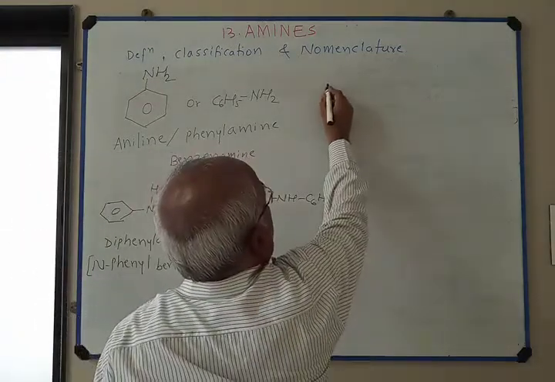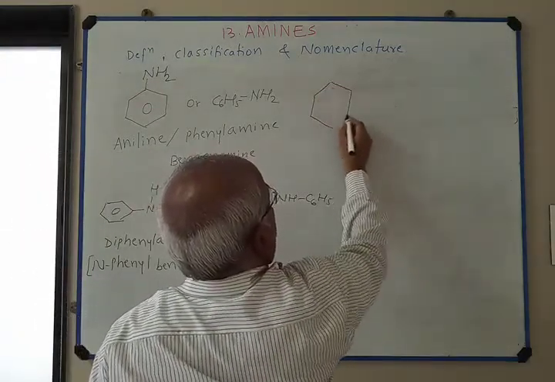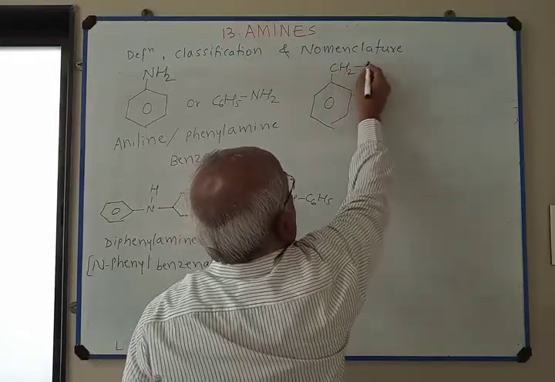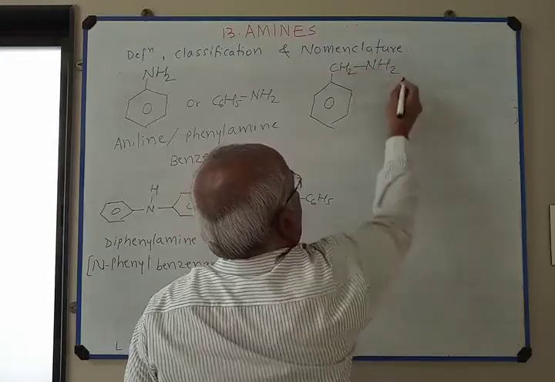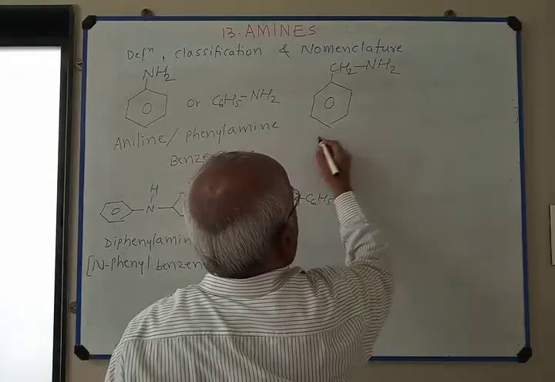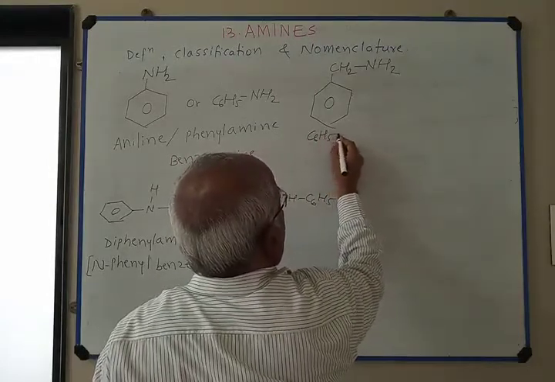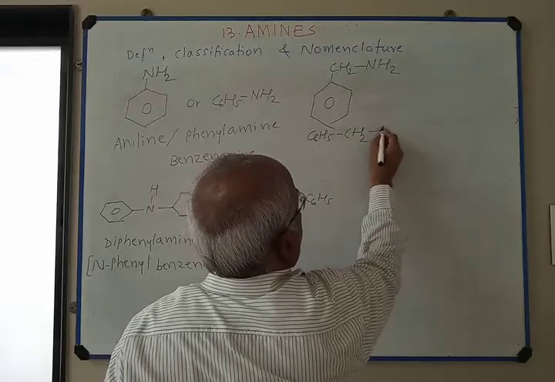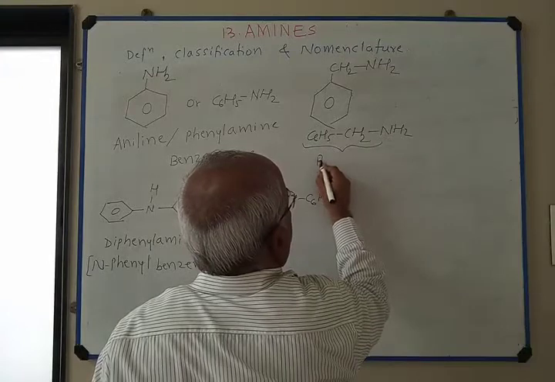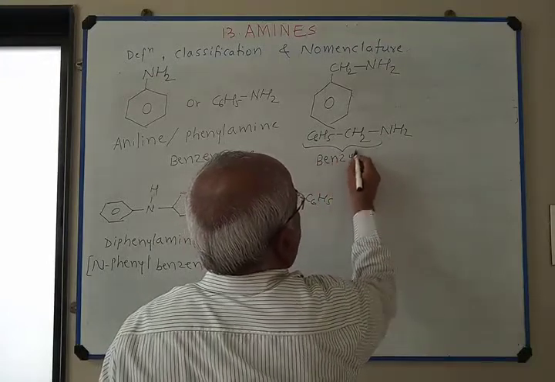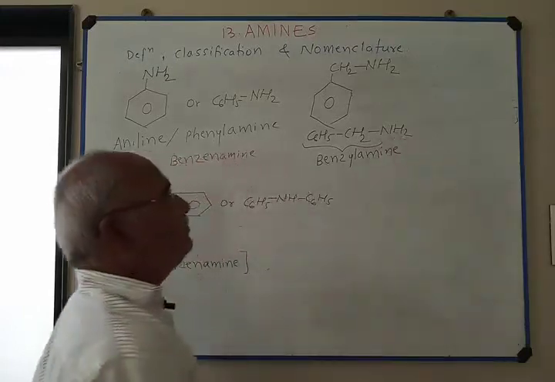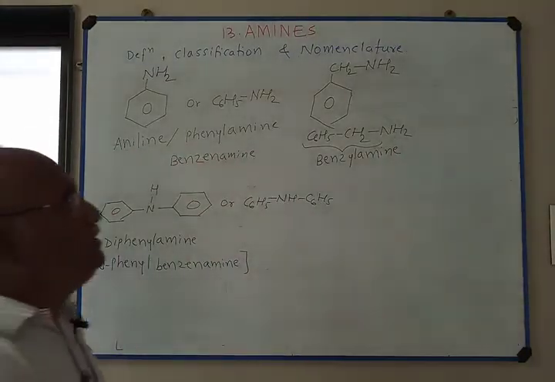I write here a benzene ring, CH2NH2, C6H5CH2NH2. This group is called benzyl group, benzyl amine. The name of the compound in common system is benzyl amine.